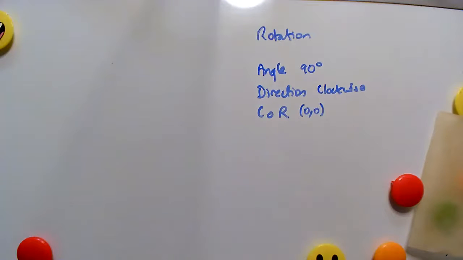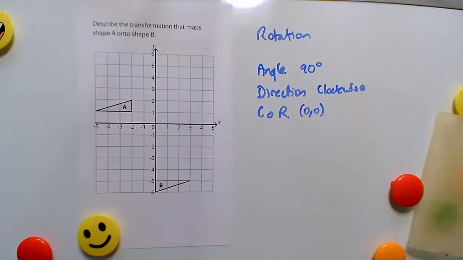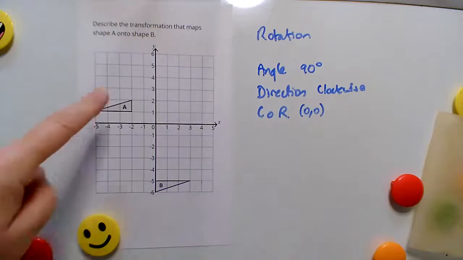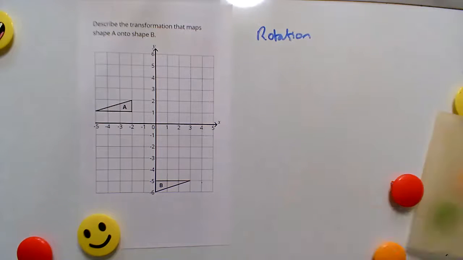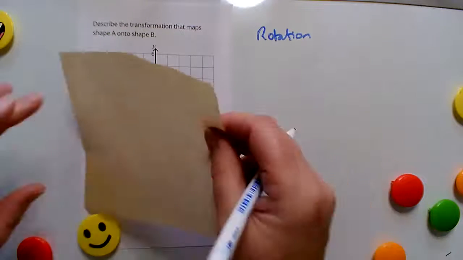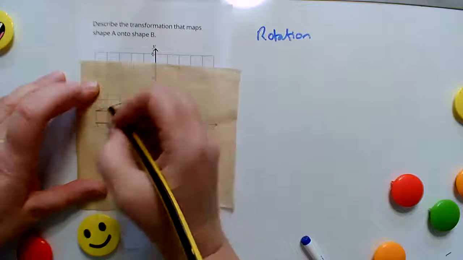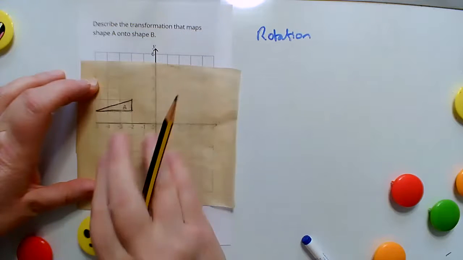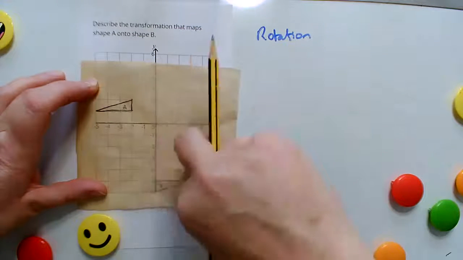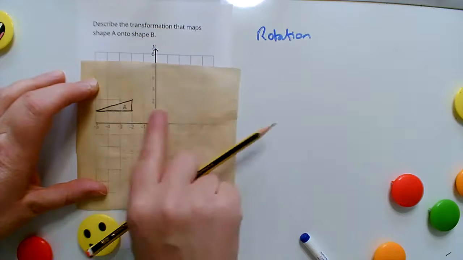Okay, let's try another one. So in this example, it's a rotation again because we can see that the shape's changed its orientation. But what's the angle? What is the direction? And what is the center of rotation? So the first thing to do is find the center of rotation. So again, we're going from A onto B. So I'm just going to go over shape A. Now to me, I can see that this has been flipped around 180 degrees. So I'm quite confident that it's going to be a 180-degree rotation.